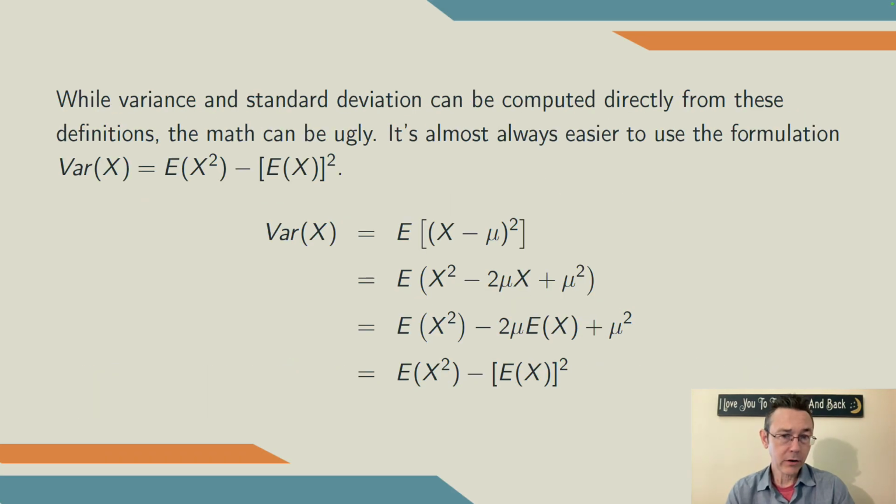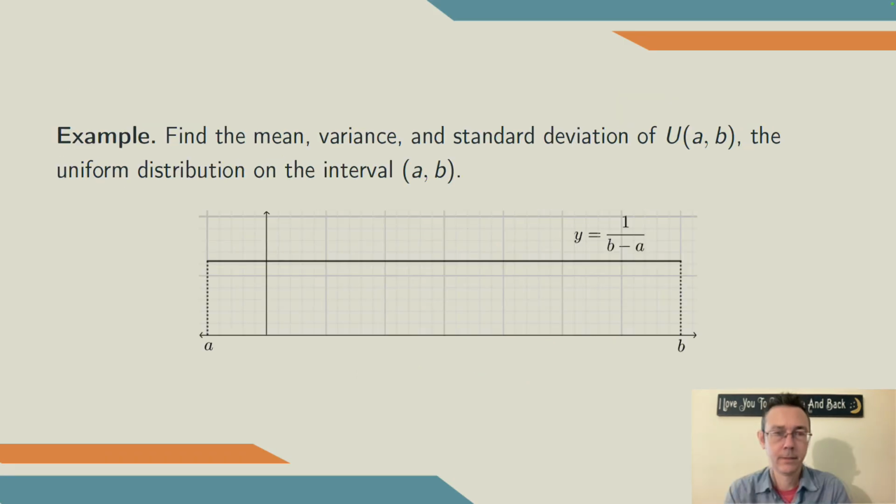When you're computing variance and standard deviation directly from the definitions, things can get ugly. So it's almost always easier to use an alternative formulation: the variance of a random variable is the expected value of x squared minus the expected value of x quantity squared. I've put the proof here. It just uses the linearity of expectations, and the proof is exactly the same whether we're in the discrete or continuous case. Let's jump in with an example.